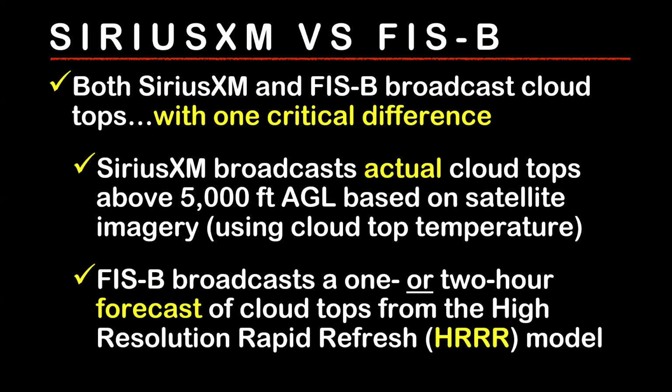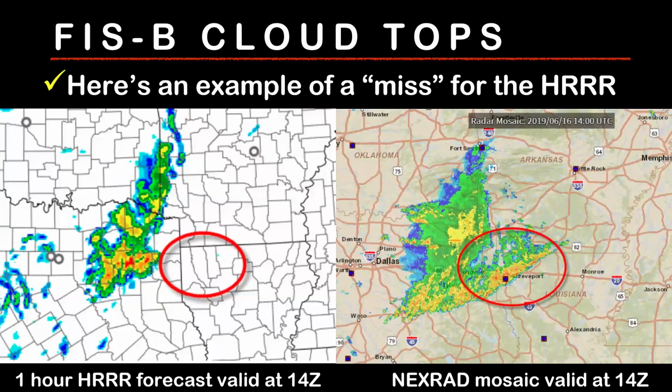Whereas FIS-B broadcasts a 1 or 2 hour forecast from the High-Resolution Rapid Refresh model. So it's a forecast of cloud tops. It's not using actual cloud top information. And so you might say, well, gee, I really don't care as long as it's pretty accurate. Generally speaking, both of these are going to be fairly accurate, but you can't get away from the fact that when you use actual observation data, that's always going to be much better than what a forecast model is looking at. So here's an example of a miss from this High-Resolution Rapid Refresh model that's used for the cloud tops.